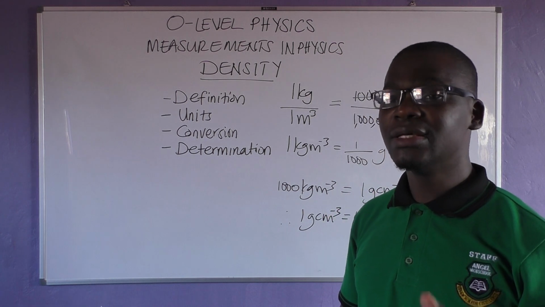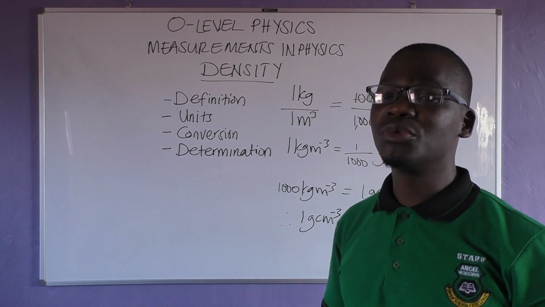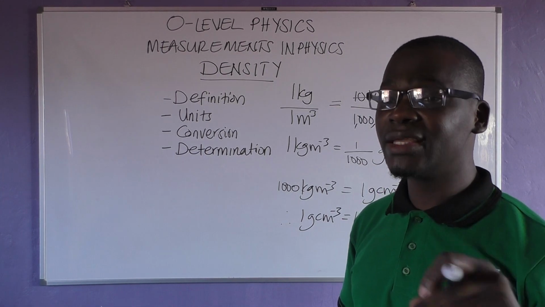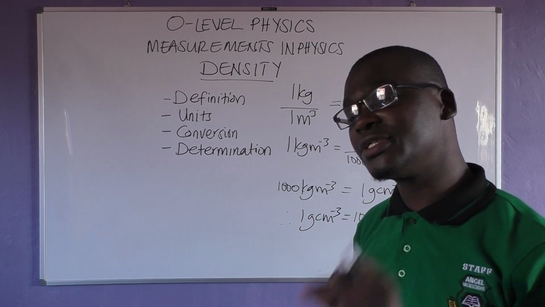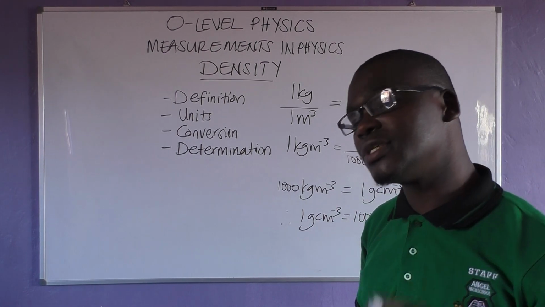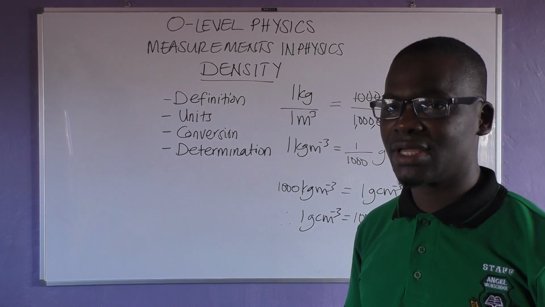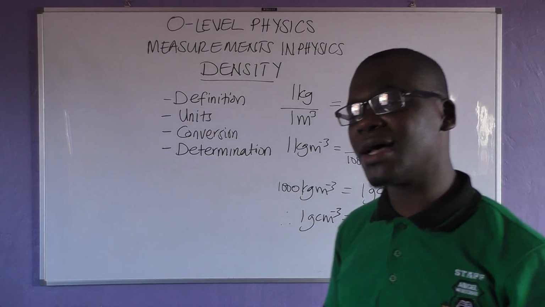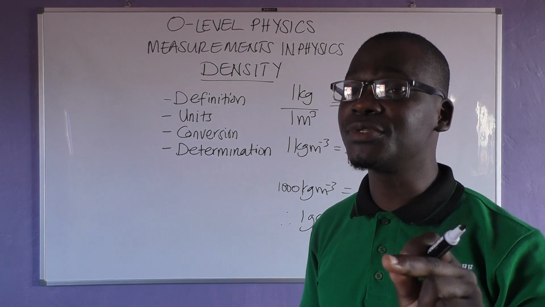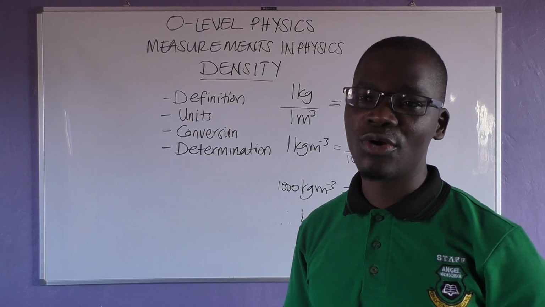For a liquid, we shall get the volume of the liquid using a measuring cylinder. We shall get the mass of the liquid by first weighing the mass of the empty dry container, and then we weigh the mass of the container with the liquid and get the difference. Then after getting our mass, we divide by the volume we got using the measuring cylinder. So that is all about density.